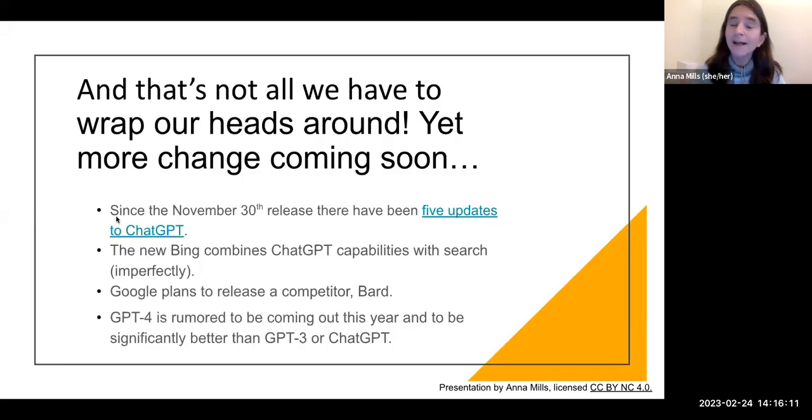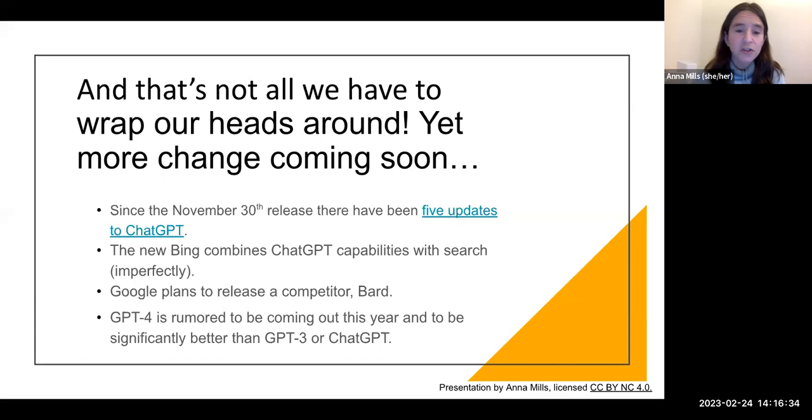So this is all a lot, and that's not all. I think I've just had to recognize that with this topic, there are going to be continuous changes. It's very engaging and overwhelming. So even since the November 30th release of ChatGPT, there have been 5 updates where its capabilities change.